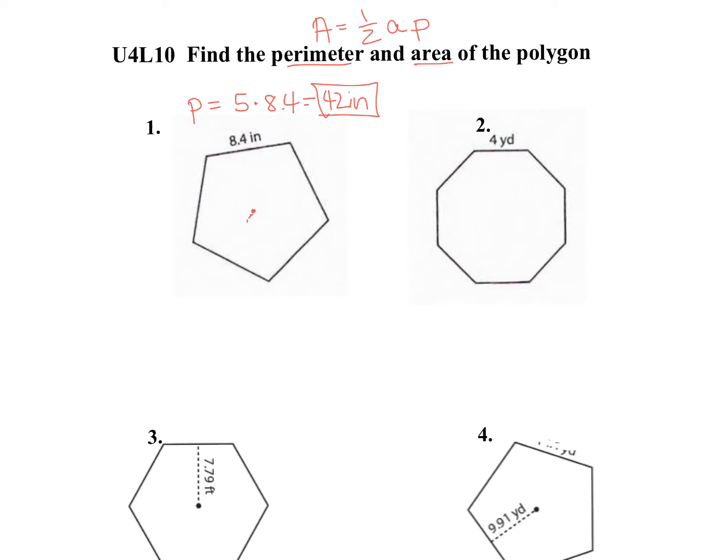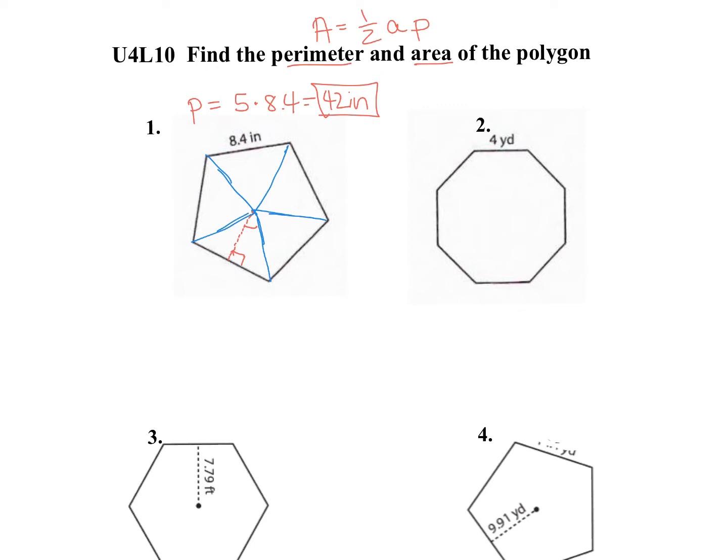My apothem goes from the center of my pentagon to the midpoint of one of the sides, and it's perpendicular at that point. So if you could think of splitting my pentagon up into 5 triangles, then my apothem would be the altitude or the height of one of those triangles. So when I draw that apothem, I've created a right triangle, and I need to find this angle at the top of my right triangle.